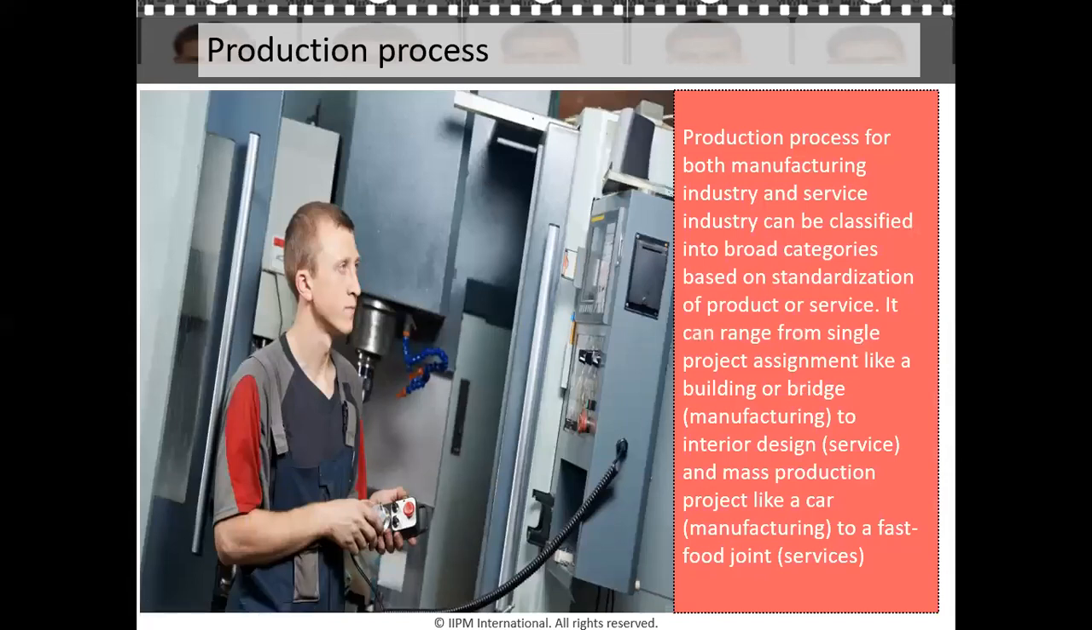The production process for both manufacturing industry and service industry can be classified into broad categories based on standardization of product or service. It can range from single project assignment, like a building or bridge manufacturing, to interior design, like service, and mass production project like a car, that's an example of manufacturing, to a fast food joint like service. So whether it is a service-oriented project or a product-oriented project, safety is very important.